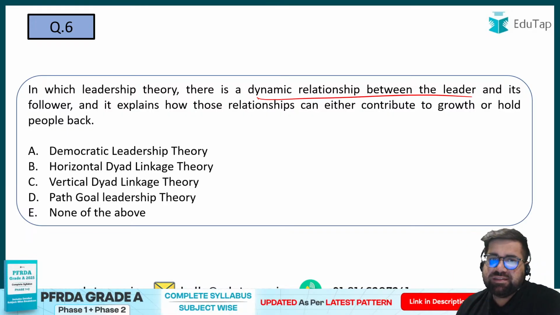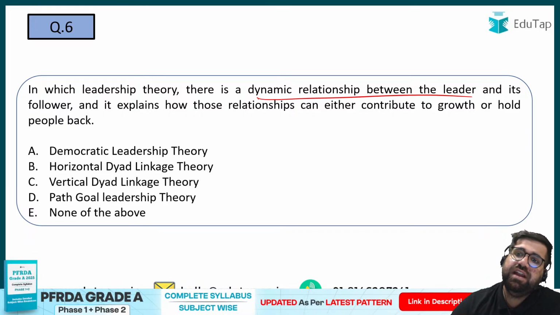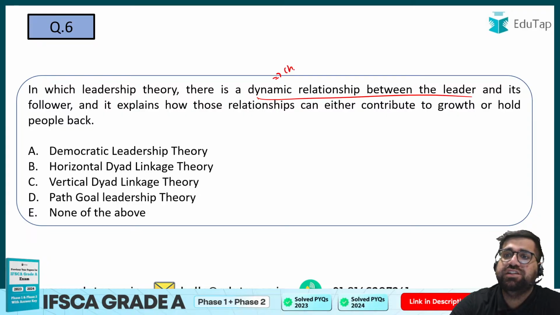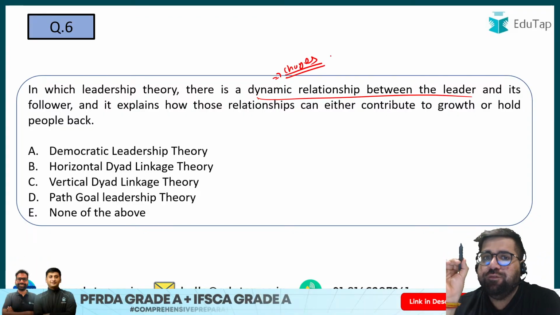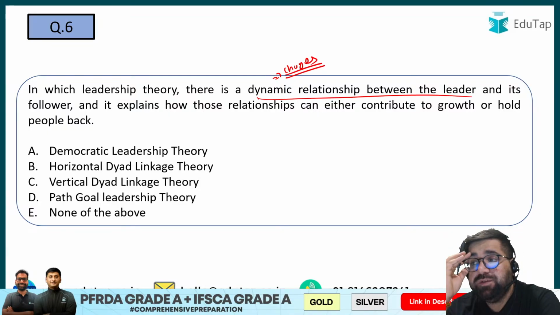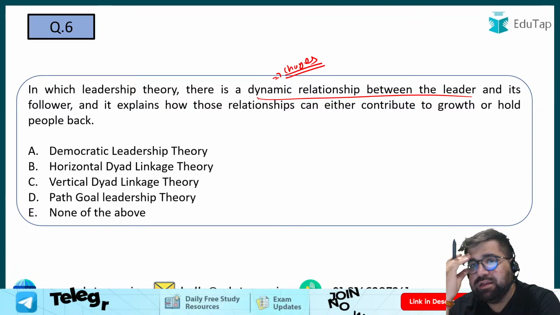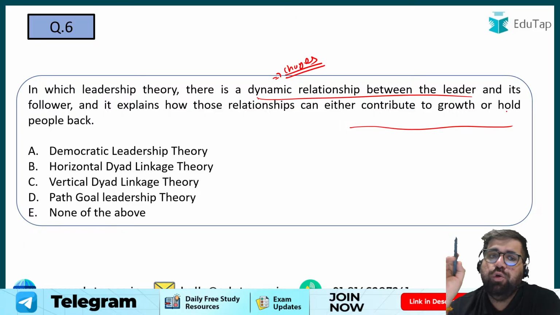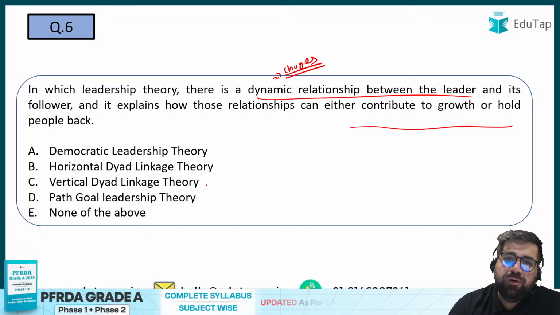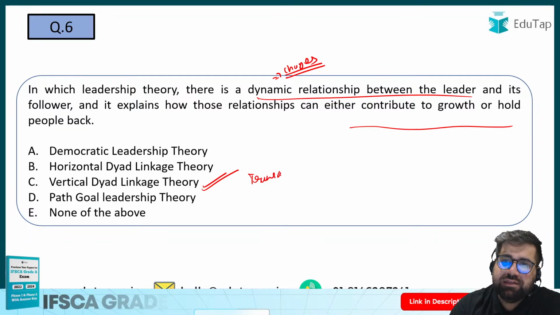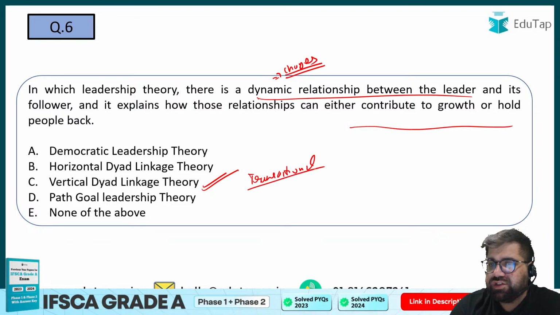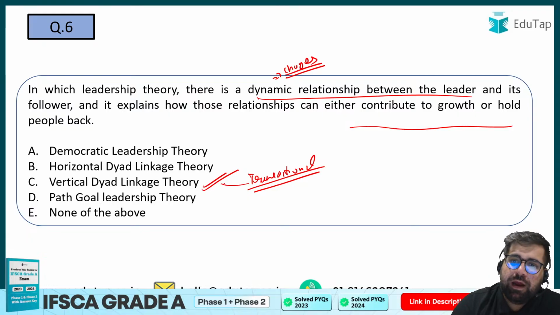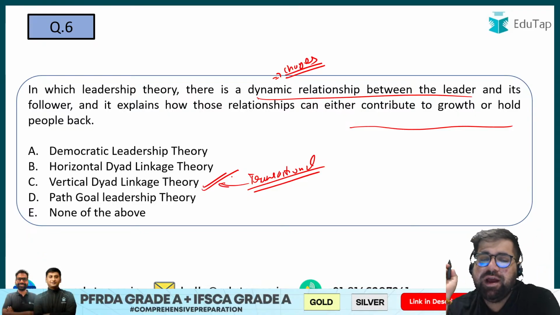So in this type of leadership, there is a dynamic relation. Dynamic means what? Something which changes. So in which leadership theory is there a dynamic relationship between a leader and a follower, and it explains how those relationships can either contribute to growth or hold people back? Now such type of leadership theory was given by the transactional approach. Transactional. Those who don't know what transactional is, you need to revise. Okay. Under the transactional approach, we have vertical dyad linkage theory.